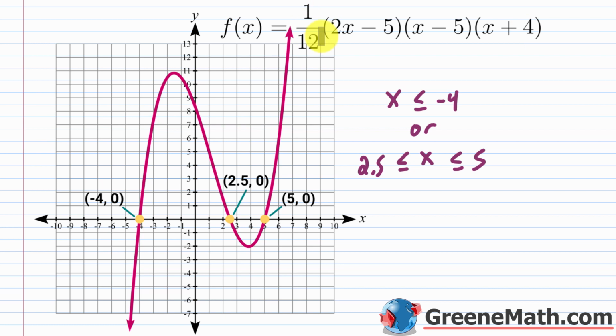So if you look at this, we're looking for where this part right here is either 0 or less than 0. So you would have a solution at -4, 0, and then anything to the left in terms of the x value. So anything that's -4 or less, so x is less than or equal to -4. So that's this part right here. Then also, this would be true where x is greater than or equal to 2.5, there's 2.5 right there, and less than or equal to 5, there's 5 right there. So all of these values right here.